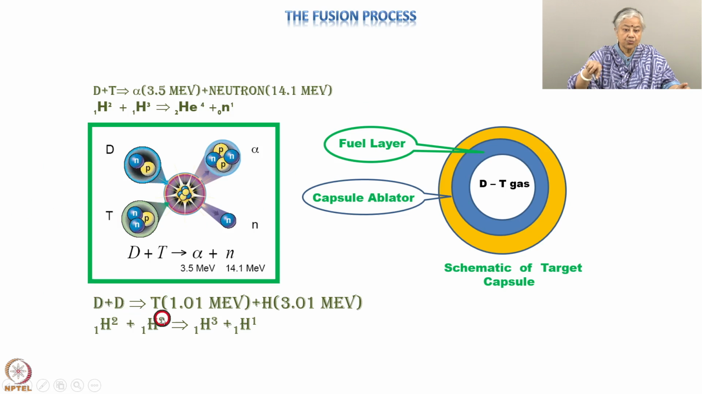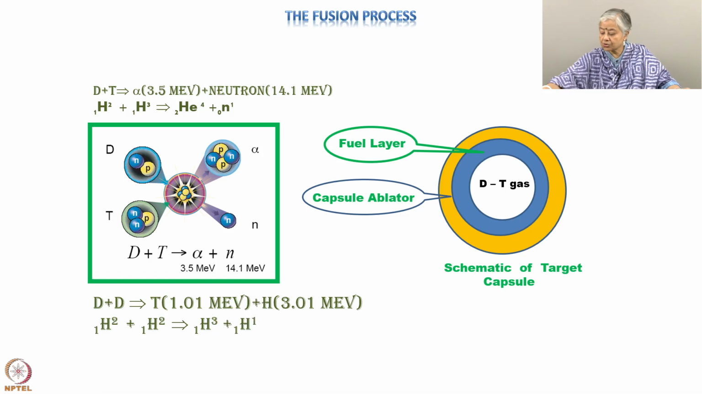D plus D will give you a tritium 1.01 MeV plus a hydrogen which is 3.01 MeV. DD will be H21 plus H, that means isotope of hydrogen, these two are identical, and it gives you a tritium, H31 plus a hydrogen atom. Okay. So, this is what you are getting.